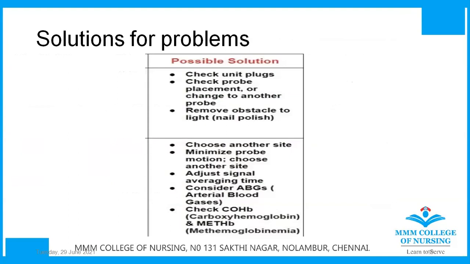Solutions for these limitations and problems are check unit plugs, check probe placement or change to another probe, remove obstacles to light like nail polish, choose another site, minimize probe motion, choose another site, and then adjust signal averaging time, consider arterial blood gas values, check carboxyhemoglobin level and methemoglobin levels.